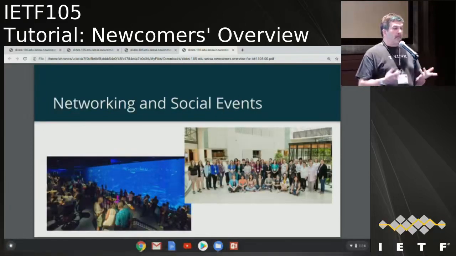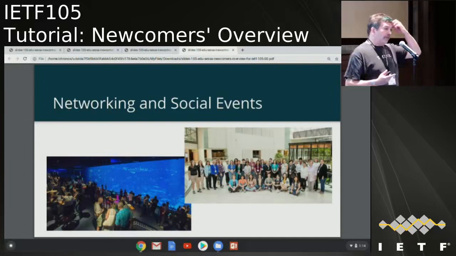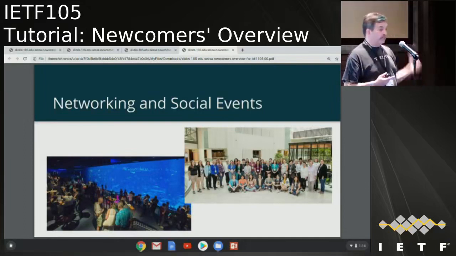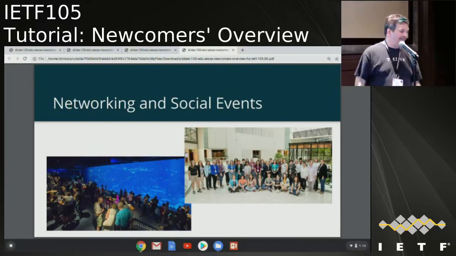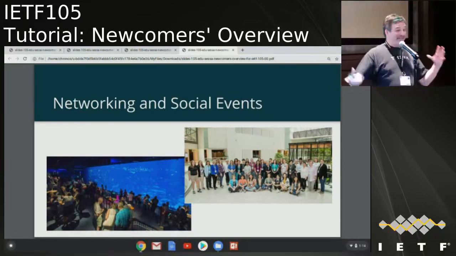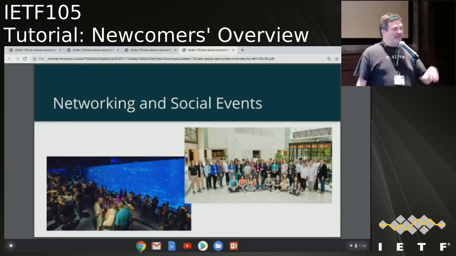Social events. The picture on the left is from the social in Singapore, at the National Aquarium, a really big tank. It's a very big tank. The picture on the right is from the Sisters Breakfast in London. Okay, so 95, a number of sessions ago.